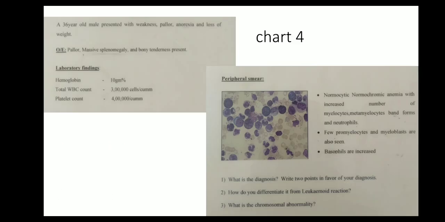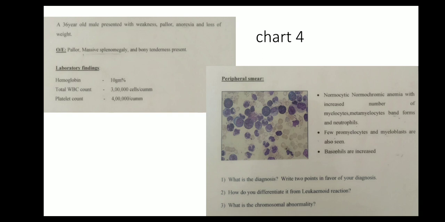For chart number 4, a 36-year-old male presented with weakness, pallor, anorexia and loss of weight. On examination, there was pallor, massive splenomegaly and bony tenderness present. Hemoglobin 10 gram %. Total WBC count was 3 lakh per cubic mm. Platelet count is 4 lakh per cubic mm. And peripheral smear shows normocytic normochromic anemia with increased number of myelocytes, metamyelocytes, band forms and neutrophils. Few promyelocytes and myeloblasts are also seen.